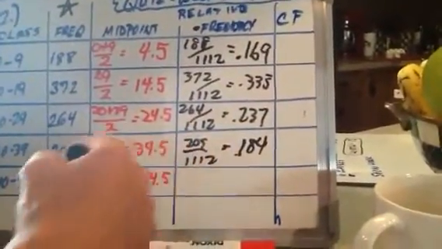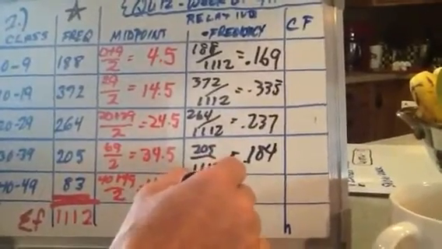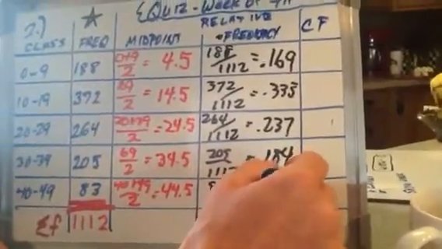0.184. And then last but not least is 83 divided by 1,112, and you get 0.075. I believe that's repeating. So that's your relative frequency.